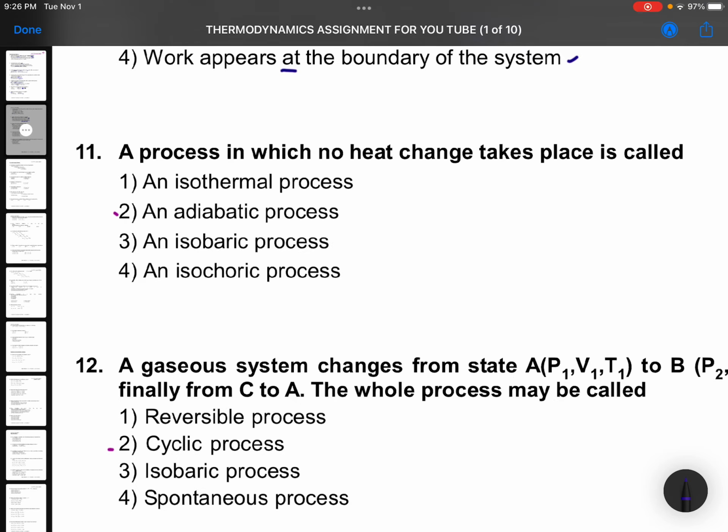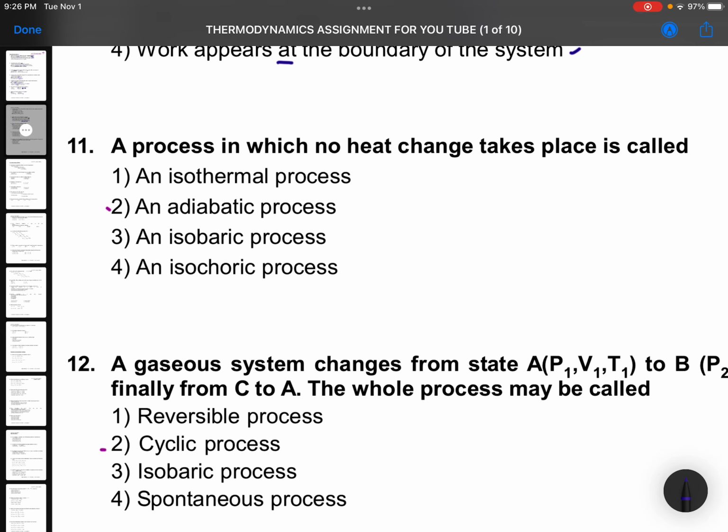A process in which no heat change takes place is called an adiabatic process. Adiabatic process means no heat exchange is possible between system and surroundings. The system is not giving, the surroundings are not taking, the surroundings are not giving, the system is not taking. That is an adiabatic process.